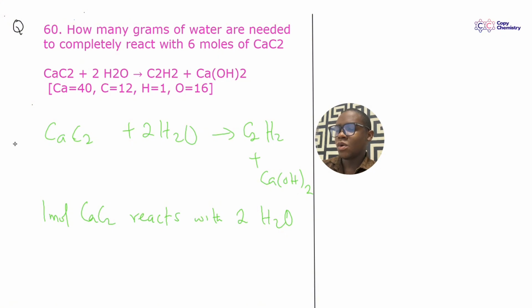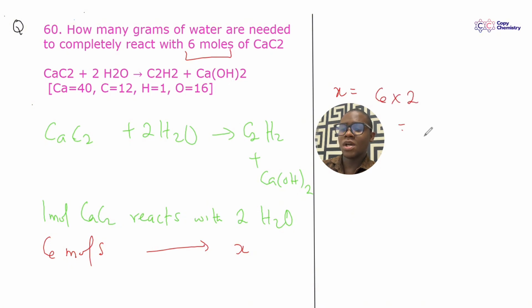Alright, so if we have 6 moles of calcium carbide, 6 moles of this, it should react with X, and X will just be 6 multiplied by 2, and that will be 12 moles. Are we going to stop here? No, because we're asked how many grams of water.